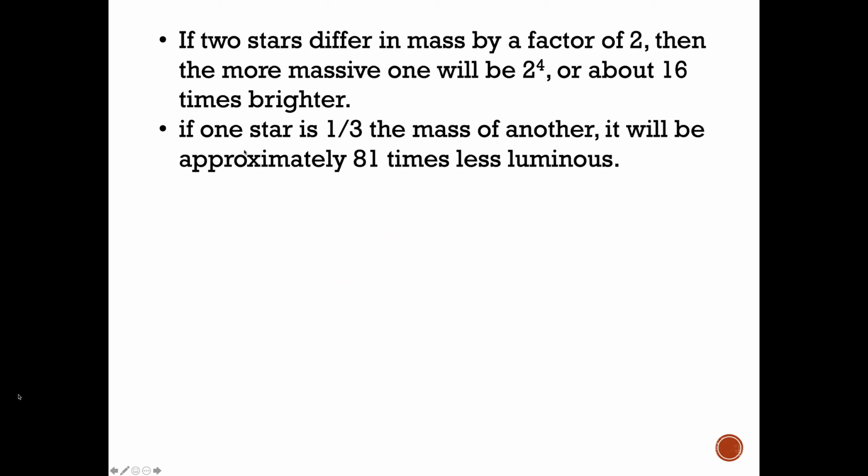Another example is if one star is 1 over 3 times the mass of the other, then it will be approximately 81 times less luminous compared to the other star, right? So like that, you can use the relationship to estimate the brightness of stars. And also you can go in the opposite direction as well, right? So make sure you remember that relationship, and that is the last slide.